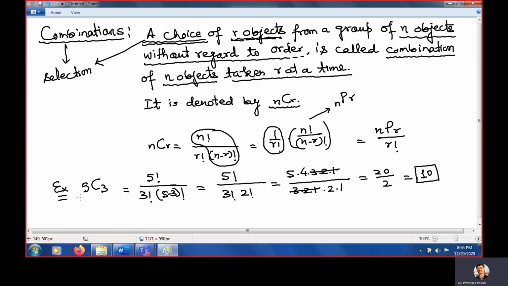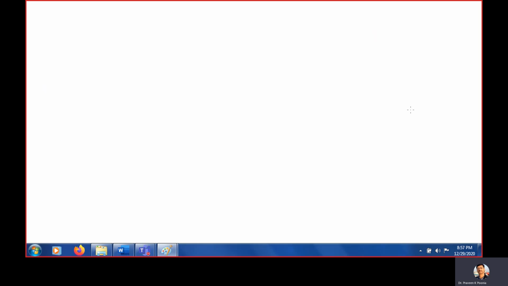So the value of 5C3 is 10. This is just an example. I chose n equal to 5 and R equal to 3, and by choosing these two values of n and R, we evaluate and the answer is 10. I explained how we can evaluate the value of 5C3. Okay, now we'll solve four or five questions and we will learn.